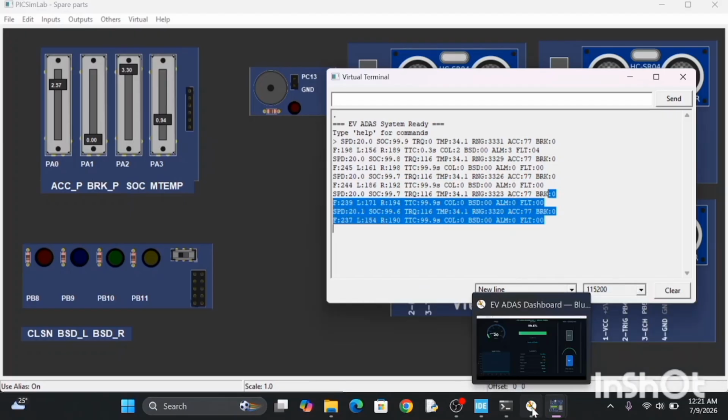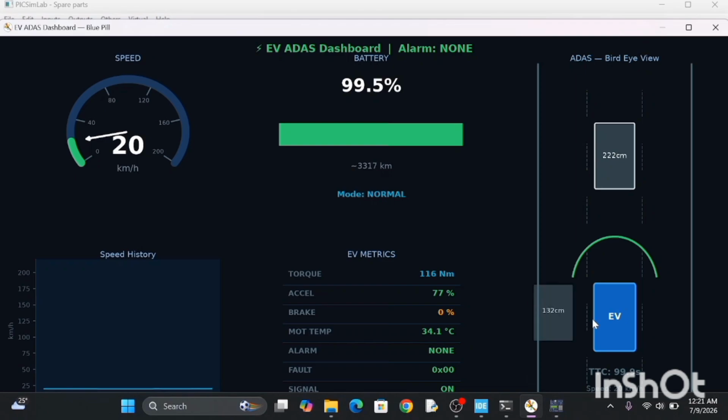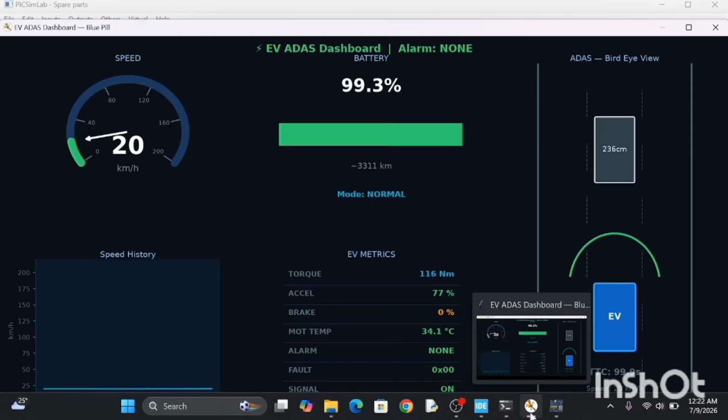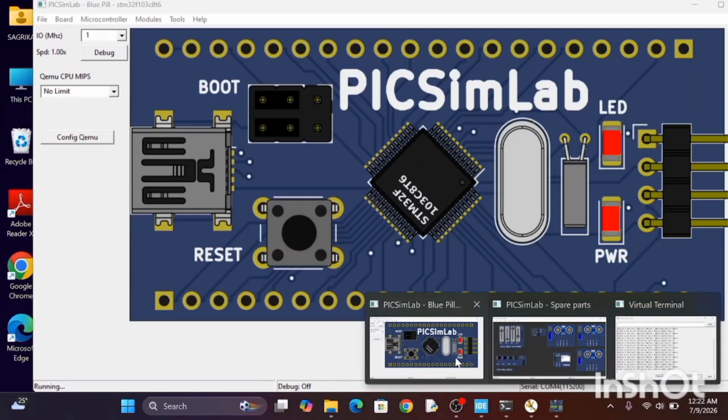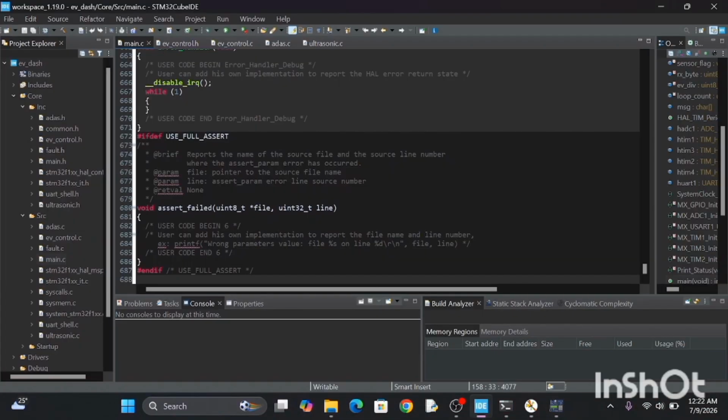And here also we don't have any alarm or anything like that because time to collision is 99.9 seconds, which is absolutely fine. We don't have any blind spot or anything like that, and speed is 20 kilometers per hour, which is decreasing very slowly. So here is our overall simulation, our Python dashboard, our Proteus lab, and our STM32CubeIDE board part. Thank you.